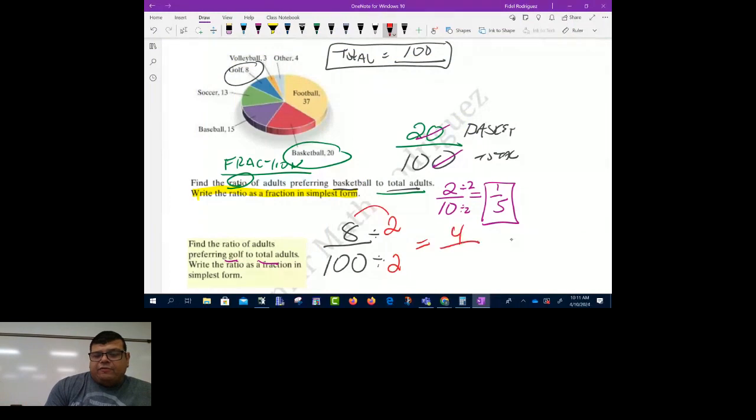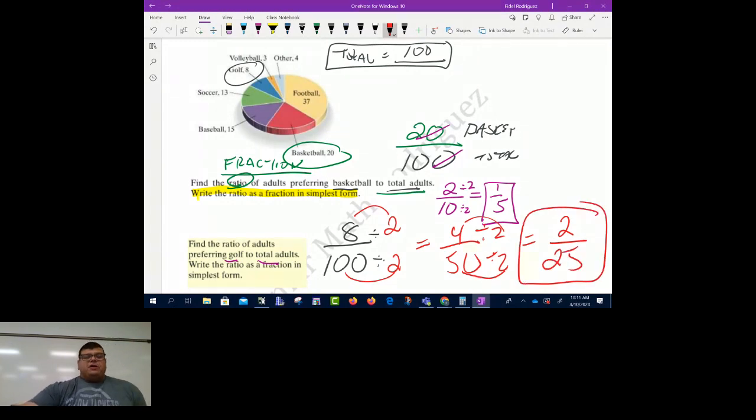Half of 8 is 4. Half of 100 is 50. I can still divide it by 2. Half of 4 is 2. Half of 50 is 25. And I'm going to stop right there because I can't go any further, right? There are just some ideas that I think are helpful to remember when you're trying to divide or you're trying to reduce your fractions, okay?